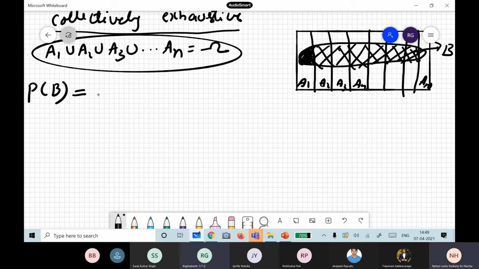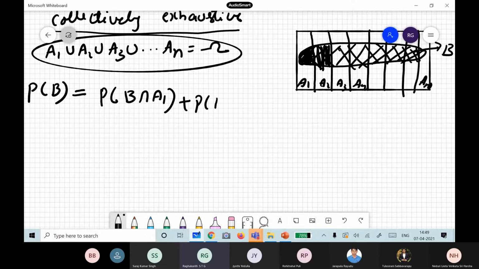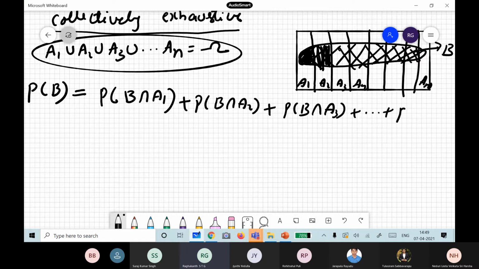Probability of B given A1? No, this is the intersection between B and A1, right? This area. What is this area? B intersection A2. You followed. So plus B intersection A3. So like this we have B intersection Ai. Okay, so like this you have to add, or this I can write as B intersection Ai.